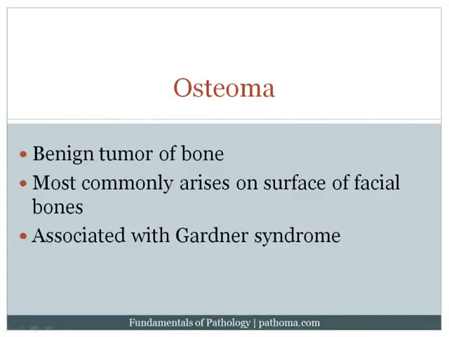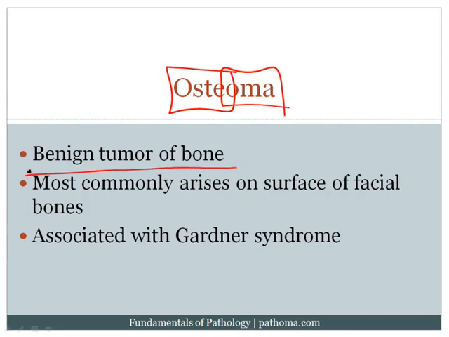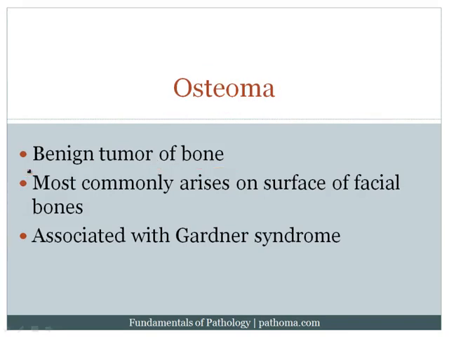Okay, moving on to bone tumors. The first tumor is an osteoma. Osteo means bone and oma means mass. So this is a benign tumor of bone. Now there are two high yields for an osteoma.